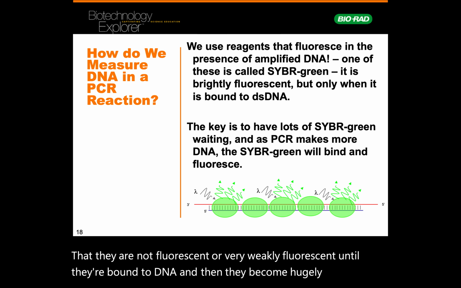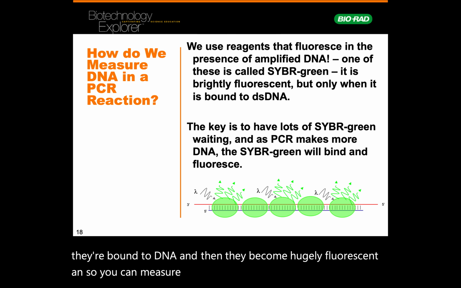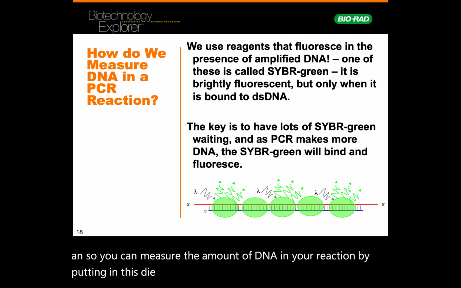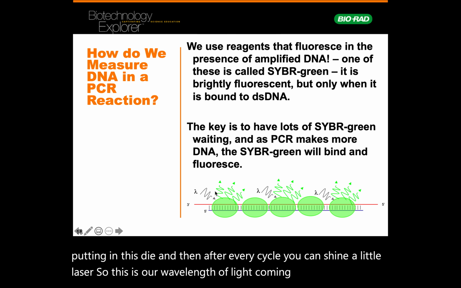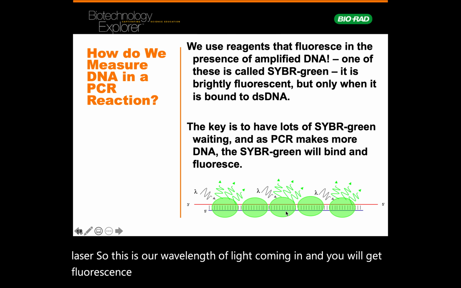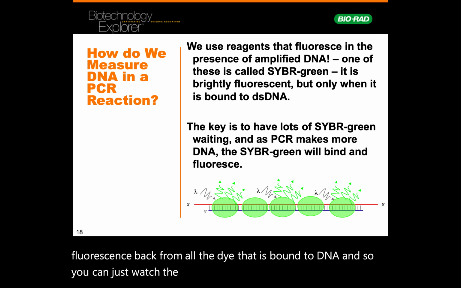And so you can measure the amount of DNA in your reaction by putting in this dye, and then after every cycle, you can shine a little laser. So this is our wavelength of light coming in, and you will get fluorescence back from all the dye that is bound to DNA. And so you can just watch the DNA accumulate. And so one of these popular dyes is a thing called SYBR Green.